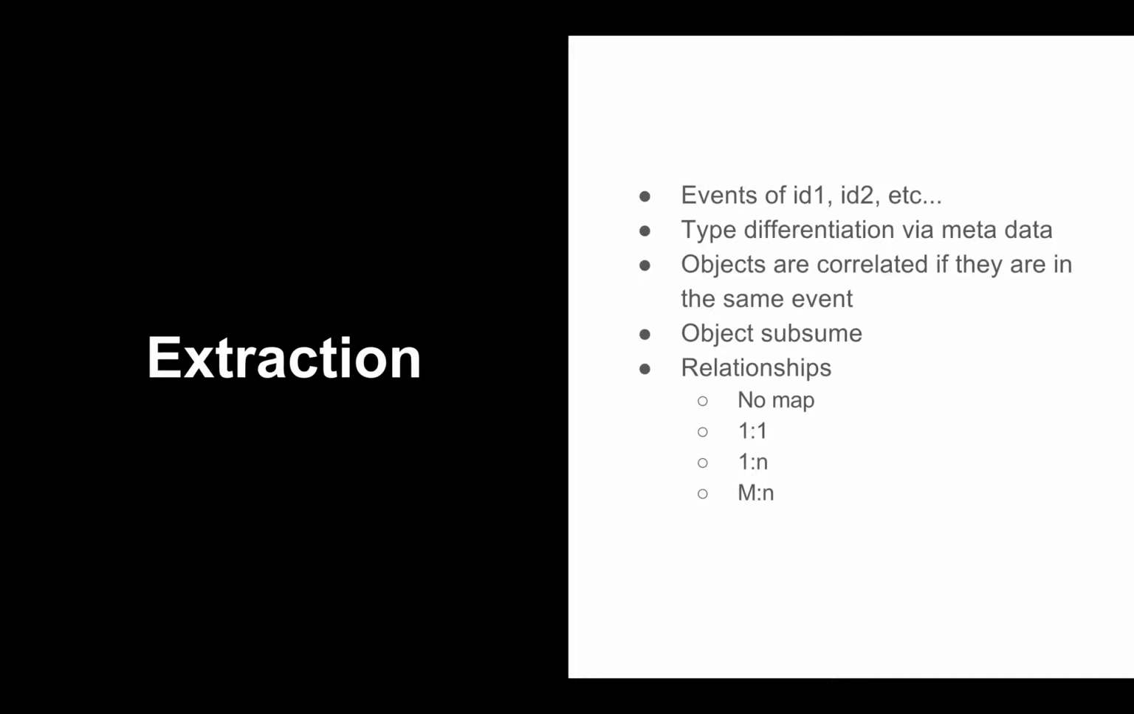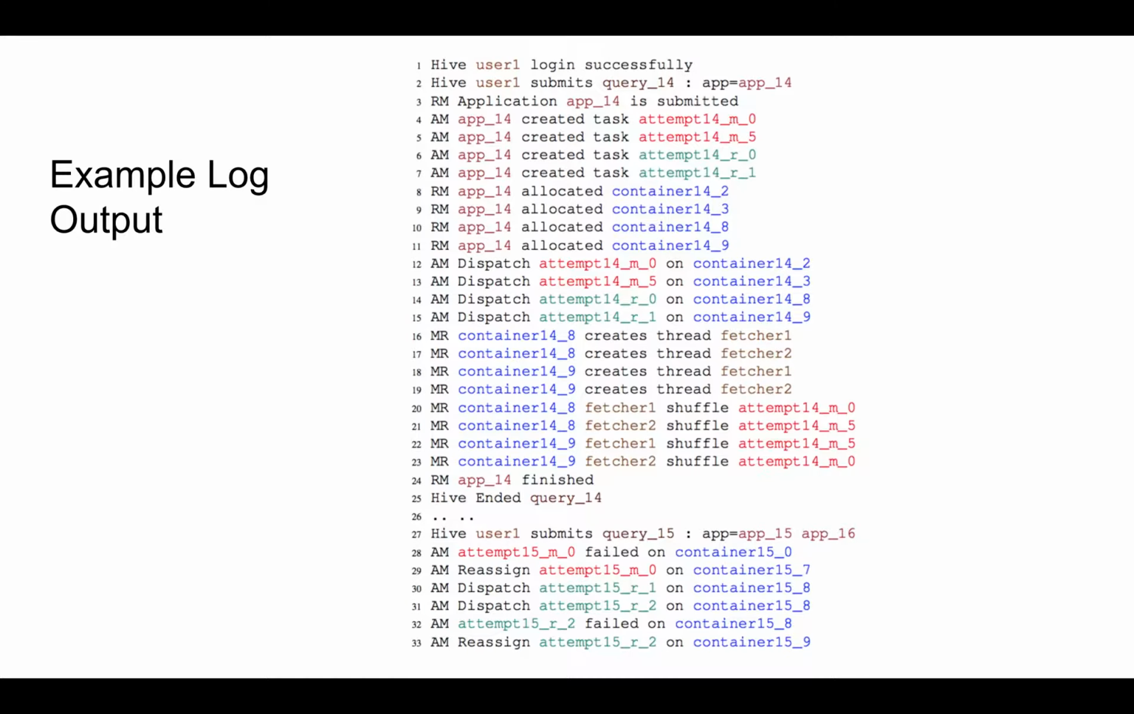Then we can ask, what are the types of these IDs? Well, if you look at the keywords and strings which are close to the ID in the log message, you're not going to know the semantic meaning of that object ID's type, but you can differentiate it from other types.